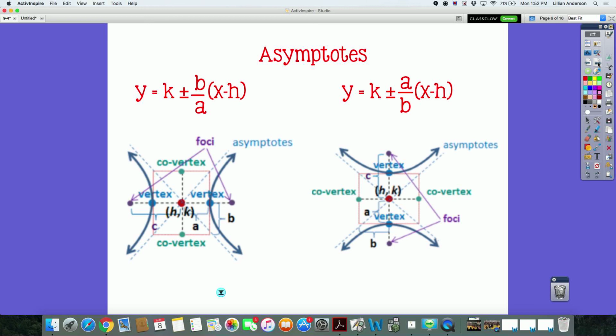You'll know which one is going to be on top, b or a, based off of the orientation of the hyperbola. If it opens to the left or to the right, that means that your b squared is underneath your y's in the formula. And remember, in the equation of a line, the slope is rise over run, which means it's going to be y over x. The variable that's underneath your y's is b, and then the variable underneath your x's is a when it opens horizontally. So that's how you'll be able to remember which goes with which.